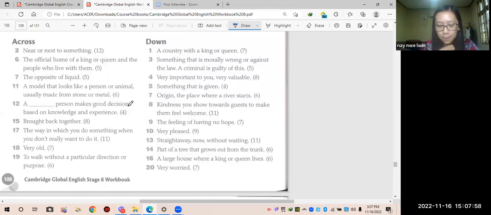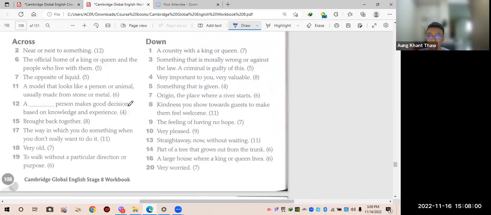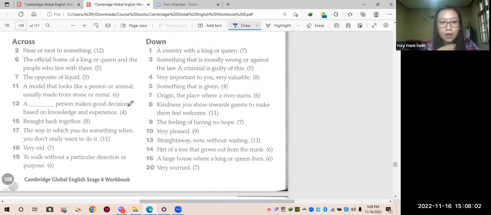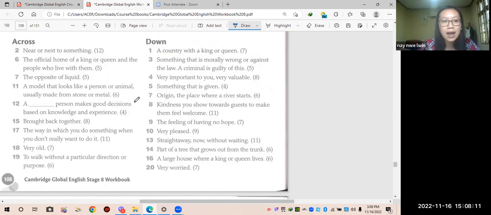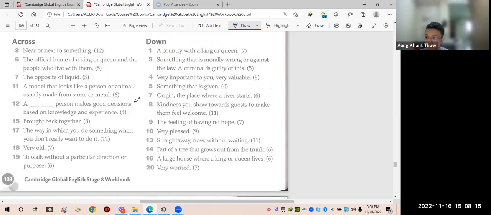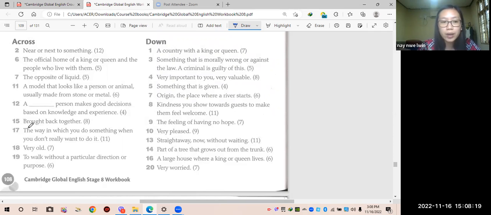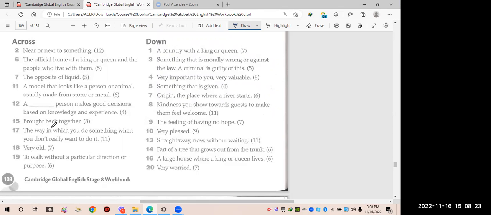What is that? Statue. Yes, correct. 12, a person who makes a decision based on knowledge and experience. Wise. Yes, a wise person. 15, brought back together. Reunited. Yes, correct. And 17, the way in which you do something when you don't really want to do it. Reluctantly. Yes, correct.